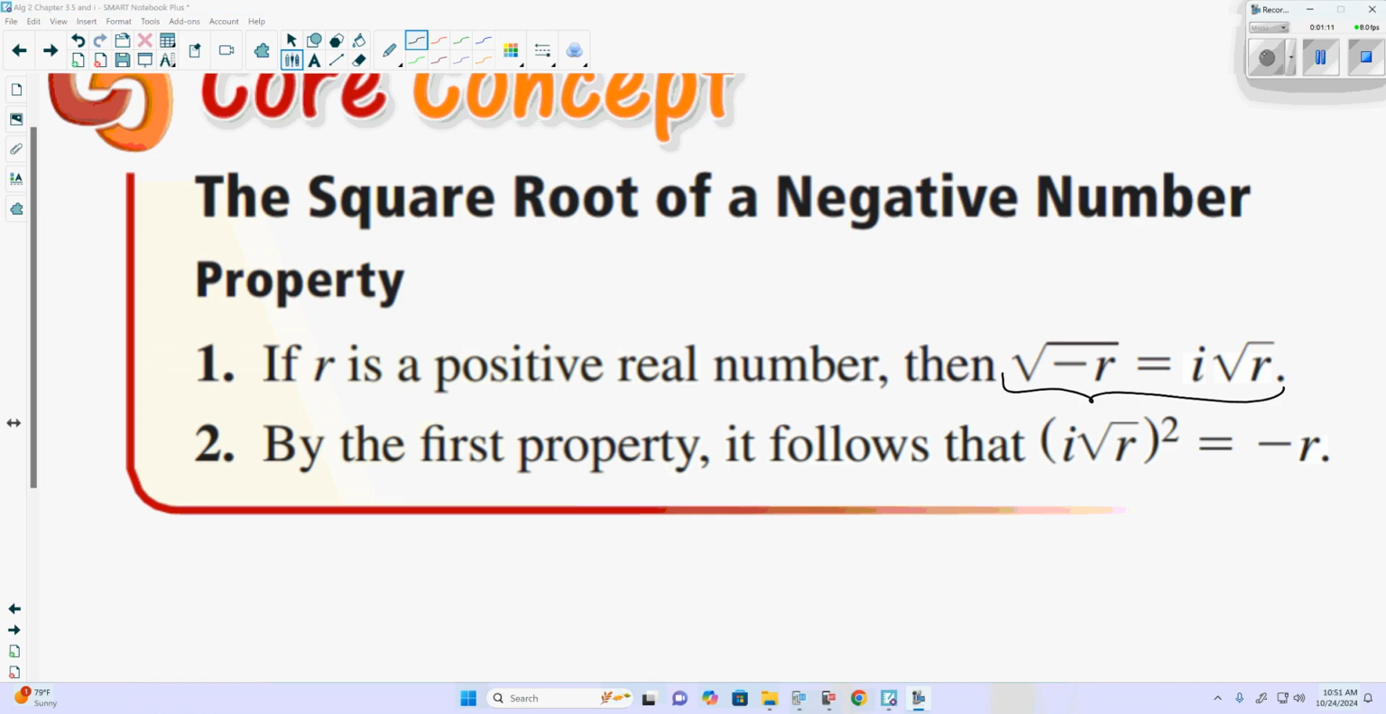All right, guys. So if we take the square root of negative r, we will get i square root of r. Now, if we square i square root of r, we get back to our negative r. We get back to where we started. All this is what we've been doing. If we take the square root of a negative number, the negative comes out as i. If we square that, we get back to our negative r.